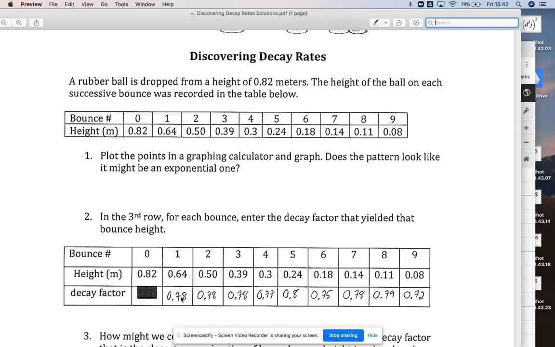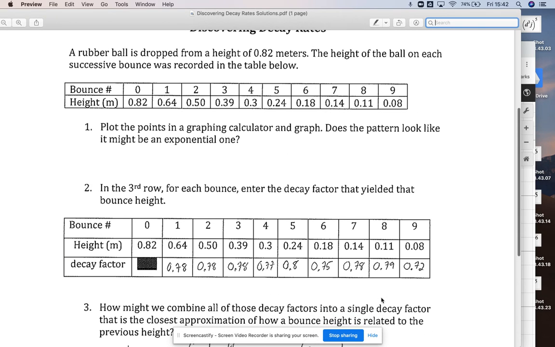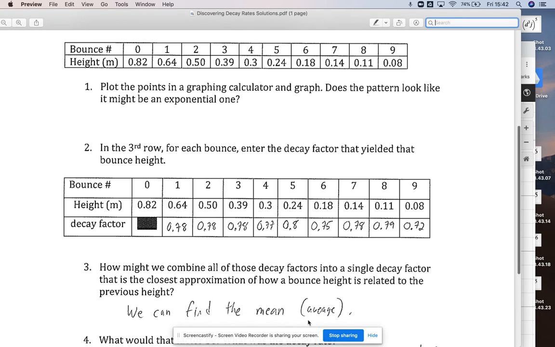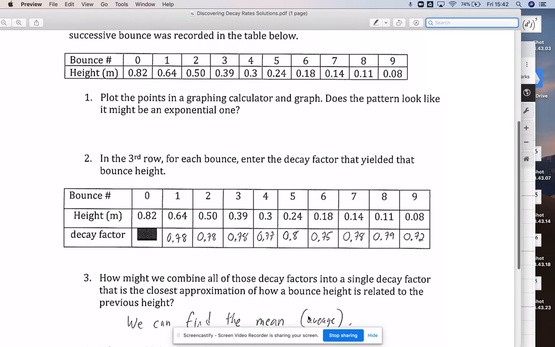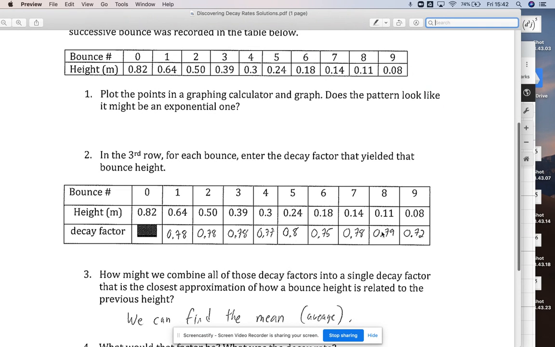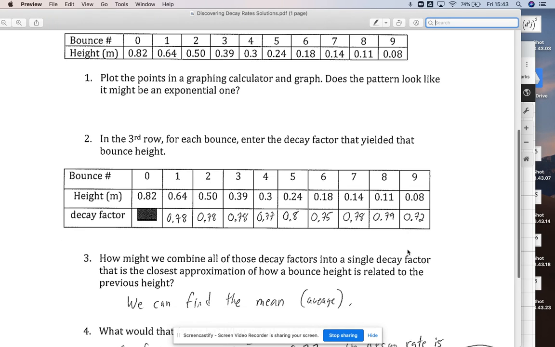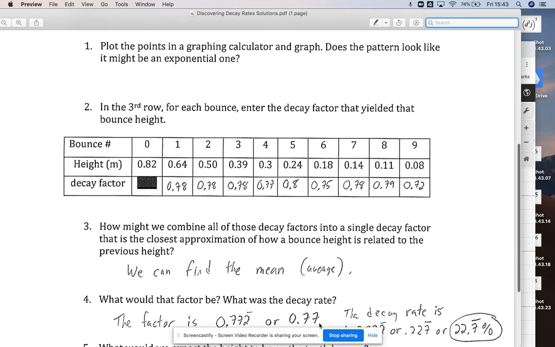So now, once we take a look at all of these decay factors, how might we combine all of these decay factors into a single decay factor that is the closest approximation of how bounce height is related to the previous height? Well, pretty much the same thing that you did when you were looking at a growth factor. We are going to average them out and find the mean. All right. So what would that factor be? What would be the decay rate? If we take the average of all of these numbers, we've got 9 of them, add them all up and divide them by 9, and we get a factor of approximately 77 hundredths.